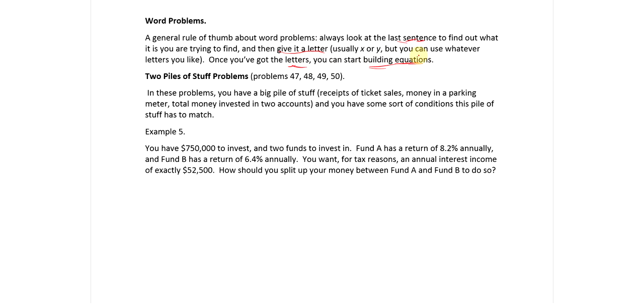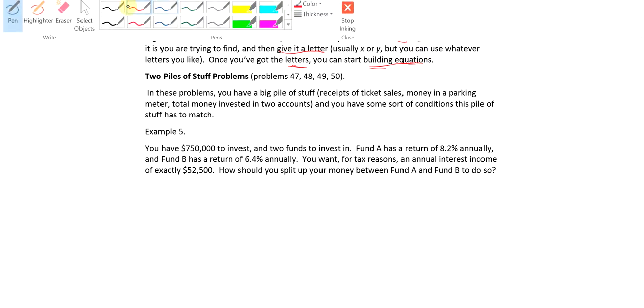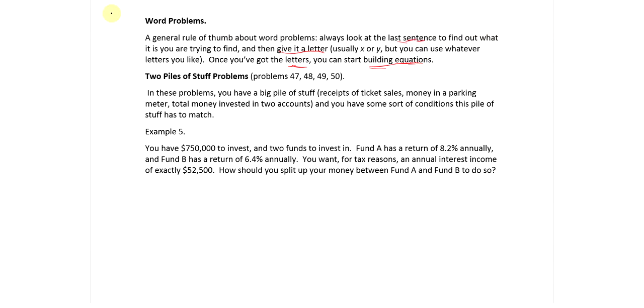So this is really the goal of a word problem: to be able to take a problem, figure out what the unknowns are, give the unknowns some letters to say this is this unknown, this is that unknown, and then build some equations out of the data that you're given, and then try and solve for the unknowns. So we'll go back to my black pen. Problems 47, 48, 49, 50, they don't have a formal name. I just call them two piles of stuff problems.